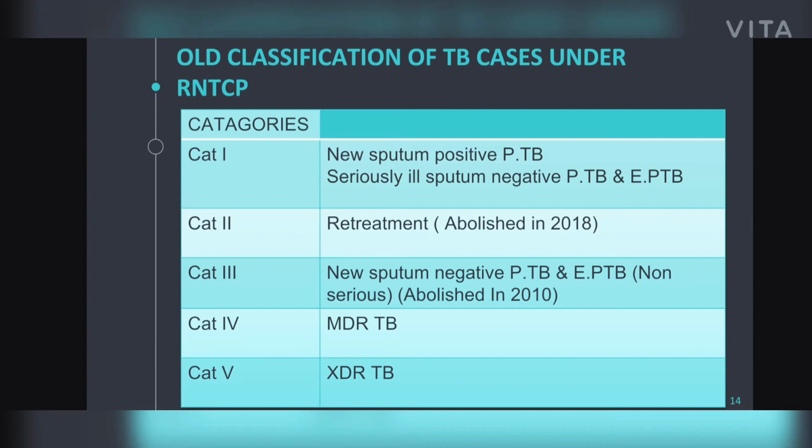But this classification was changing. In 2010, category 3 was removed. In 2018, category 2 was also removed. And now all these categories have been abolished, and a different classification is used to treat tuberculosis.